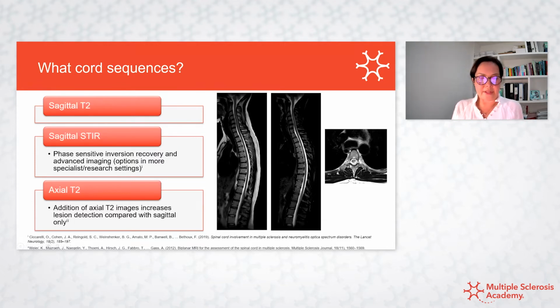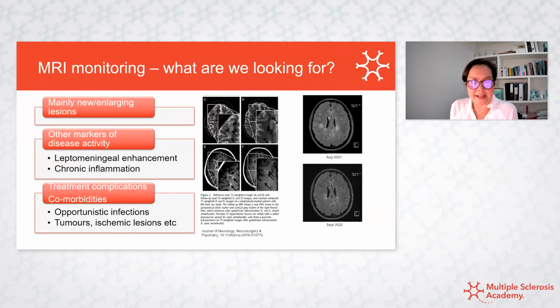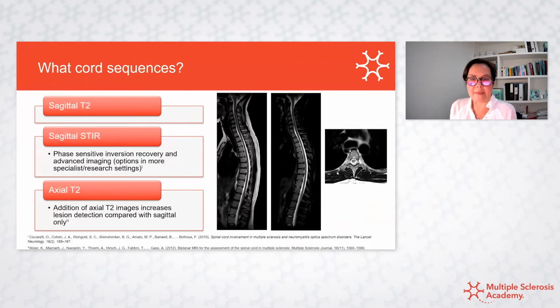lesions. So there was a paper that showed, if you look at the references at the bottom, if you look at 2 planes of the cord imaging, you pick up a lot more lesions compared with just a sagittal. And certainly in my own practice, I find this really, really important to look at the axial T2 image. The STIR is a fat suppressed sequence, and that makes lesions a little bit more obvious and easy to spot.